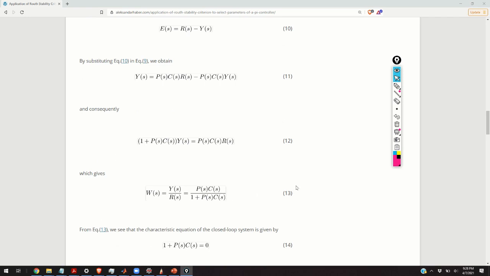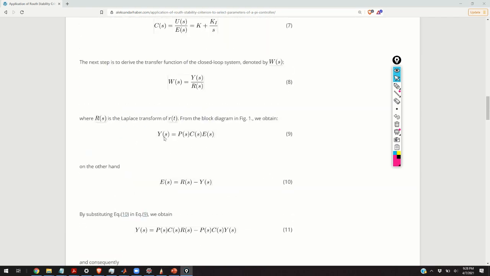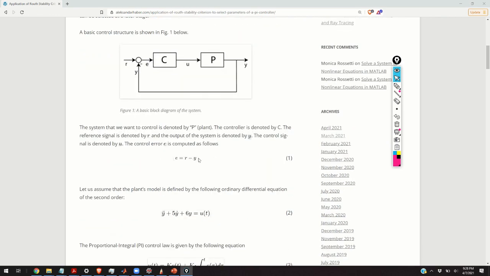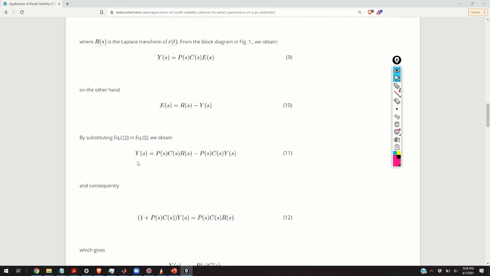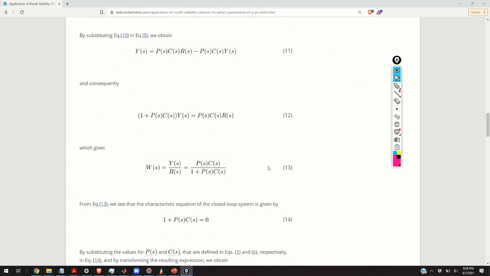You can watch one of my previous videos in order to learn how to compute this, but the calculations are straightforward. You basically just follow the block diagram, and then you can say from this block diagram that, for example, Y of s is equal to P of s times C of s times E of s, and then you express E of s as R of s minus Y of s. You substitute back in these equations, you obtain something like this, and you do a little bit of algebraic manipulation, equations 10, 11, and 12, and you at the end arrive at equation 13.